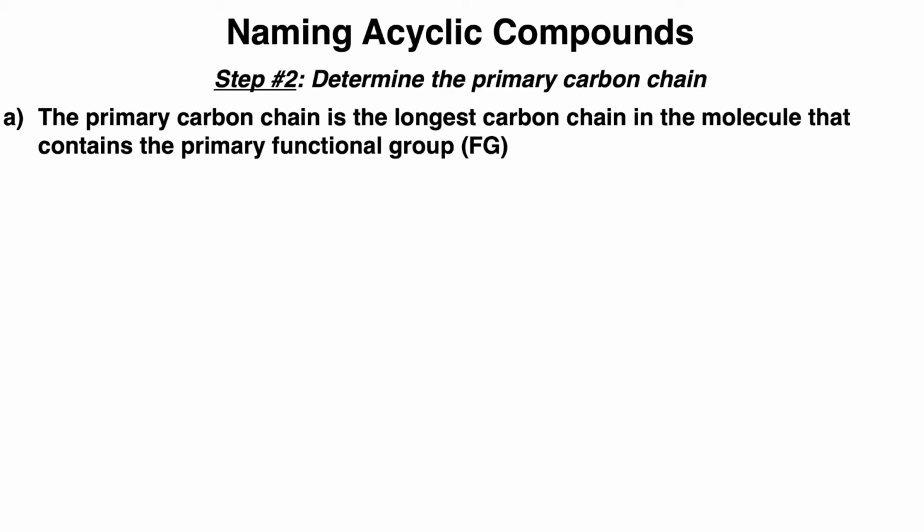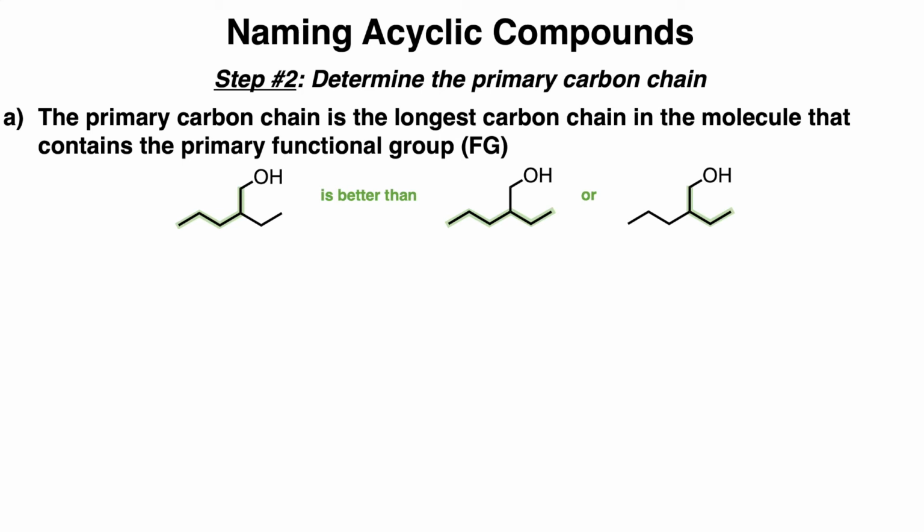Step 2 is to determine the primary carbon chain, which is the longest carbon chain in the molecule that contains the primary functional group. Recall that each point or vertex in a bond line structure is a carbon atom. So in this example, the first molecule on the left, which includes the alcohol group, is the better primary carbon chain than the second or third molecules that exclude the alcohol group, even though they are technically longer.